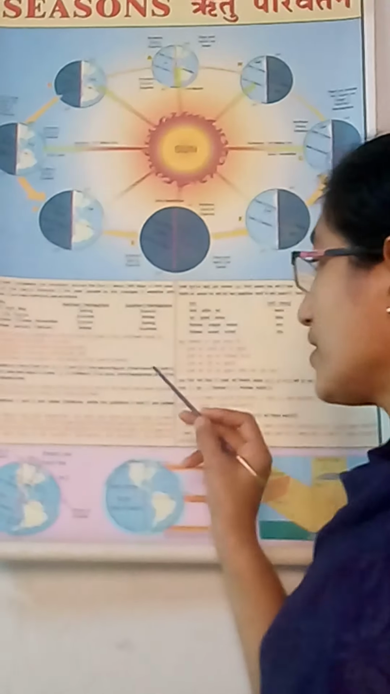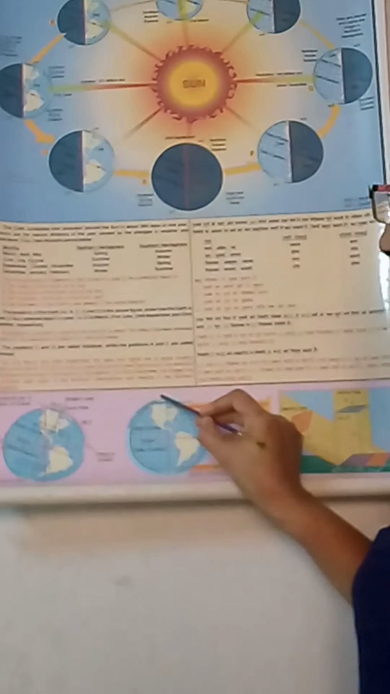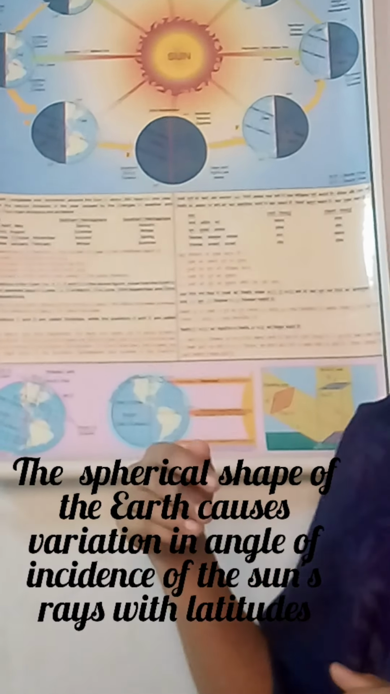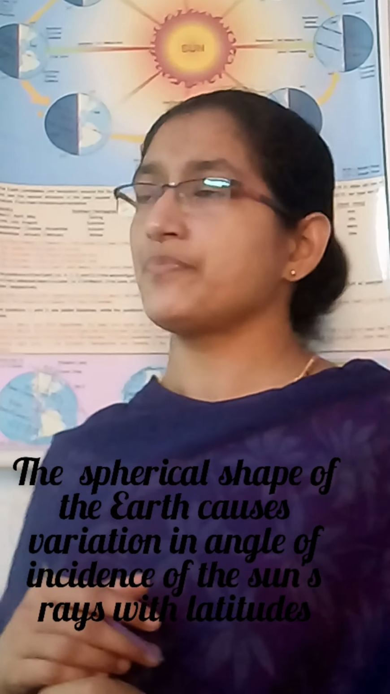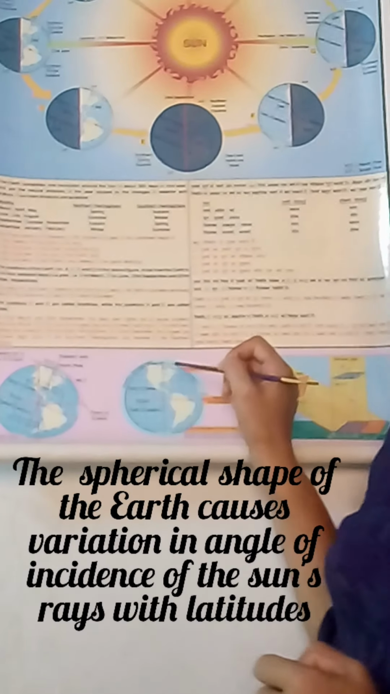Other than the movement of the Earth along the orbital path, there are many other reasons for the occurrence of seasons. One of the reasons is the inclination of the Earth's axis, and the other reasons are the spherical shape of the Earth and the rotation of the Earth. We already learned about the inclination of the Earth's axis and the rotation of the Earth. Related to the spherical shape of the Earth, we have to learn something more.